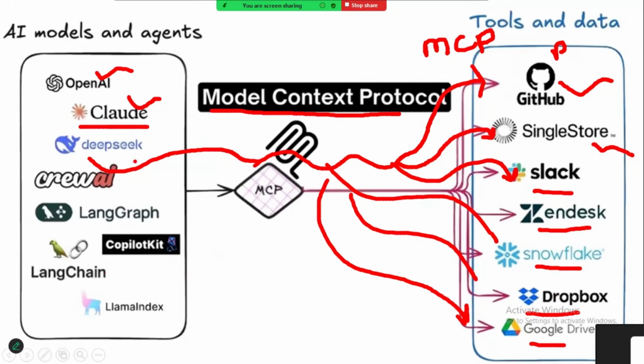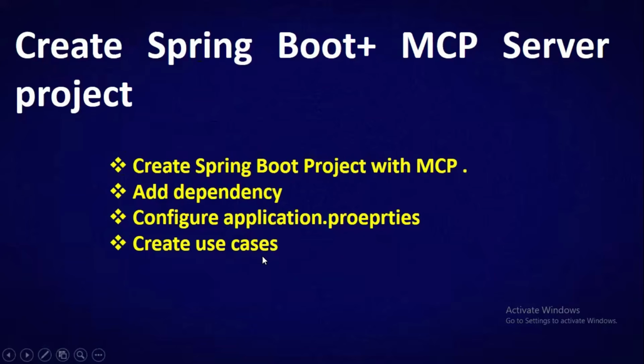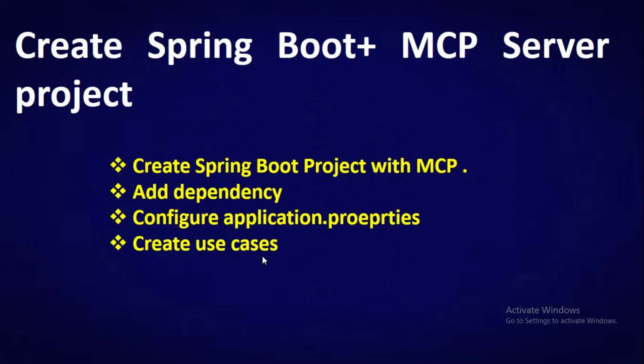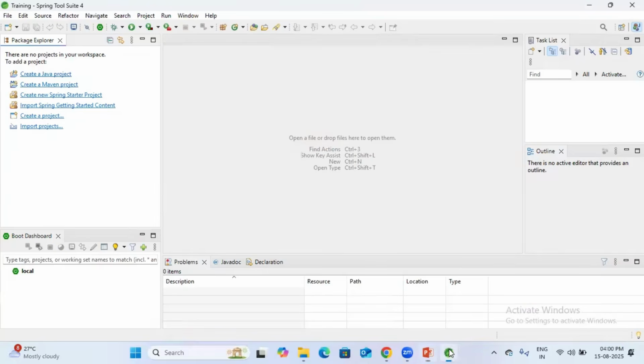This is what we are going to work with. So in our use case, what are we going to perform? We are going to create a Spring Boot plus MCP server project. This is our MCP server. As part of this, we will create a project, add a dependency, and configure application.properties. Once this configuration is ready, we will create a use case. We will create tools as part of this, and we will integrate with our Claude Desktop. Okay, yes. So let us try to create your MCP server.